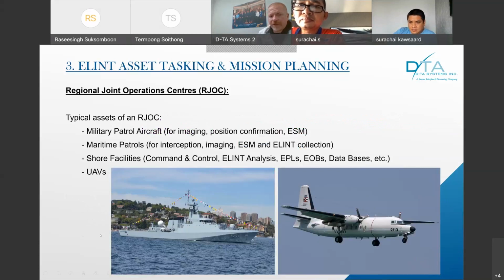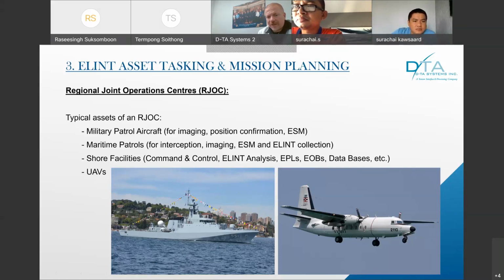Some of your different types of assets for an RJOC would be military patrol aircraft for imaging, position confirmation, and ESM. Maritime patrol craft for interception, imaging, ESM, and sometimes ELINT collection as well. Your small patrol craft are usually good for doing littoral ELINT because quite often they're out there patrolling the region and a little faster moving than, say, a destroyer or a frigate, so they can get a little closer to vessels of interest to record the signal of interest for you.